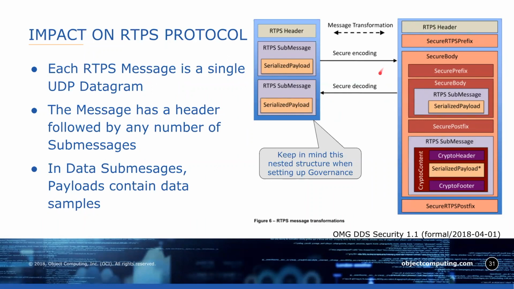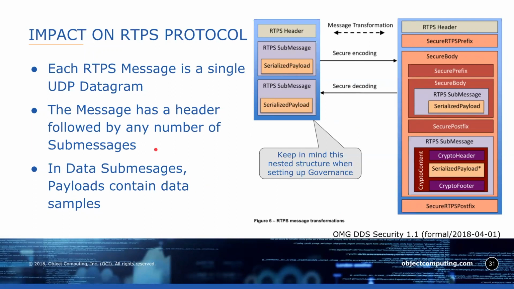What we see on the right-hand side of the picture is what the crypto plugin is actually responsible for doing. It takes the message format that we see on the left and encodes it, transforms it into this format, where an individual submessage turns into a secure prefix, secure body, and secure postfix. And then potentially a serialized payload will turn into a crypto header, serialized payload, crypto footer. So the rest of the protocol details probably aren't as important in this presentation, but they can all be found in the OpenDDS documentation and the OMG DDS security specification. But it's important to remember this nested structure.